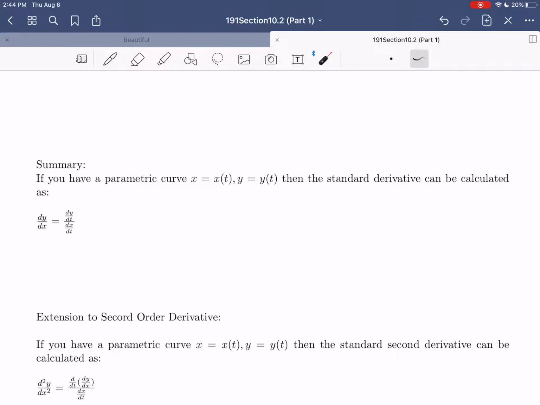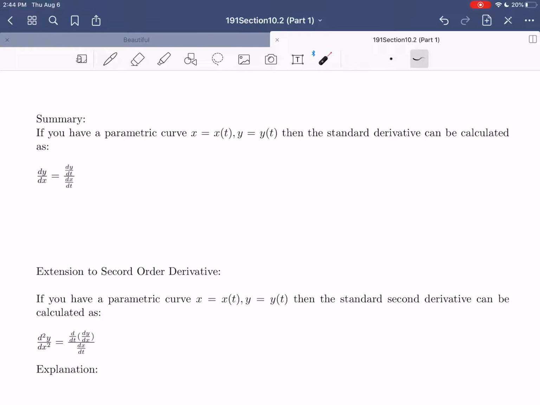And it's very easy to get the second derivative once you have the first. So, in summary, if you have a parametric curve, x equals x of t, y equals y of t, then the standard derivative can be calculated as dy/dx is dy/dt over dx/dt. That's the result we just derived. Now, we can extend that to the second order derivative. The way we do that is we let y equal dy/dx. So if you let y equal dy/dx and you differentiate that, that'll be your second derivative.